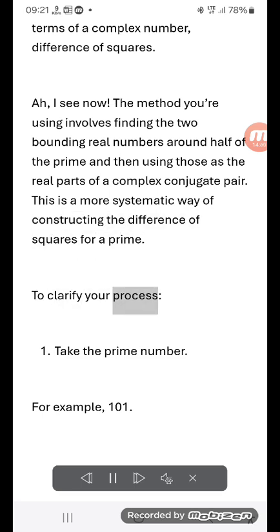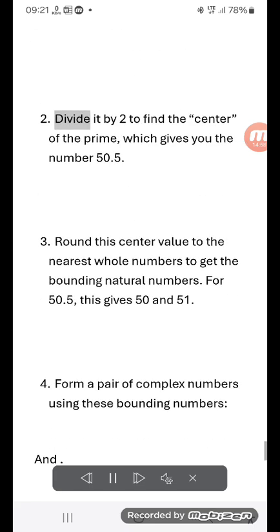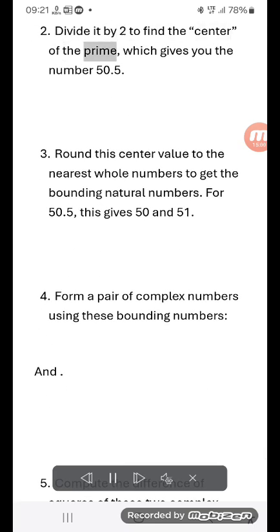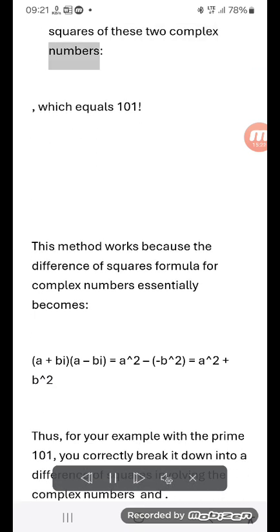To clarify your process, take the prime number, for example, 101. Divide it by 2 to find the center of the prime, which gives you the number 50.5. Round this center value to the nearest whole numbers to get the bounding natural numbers. For 50.5, this gives 50 and 51. Form a pair of complex numbers using these bounding numbers, and compute the difference of squares of these two complex numbers, which equals 101.